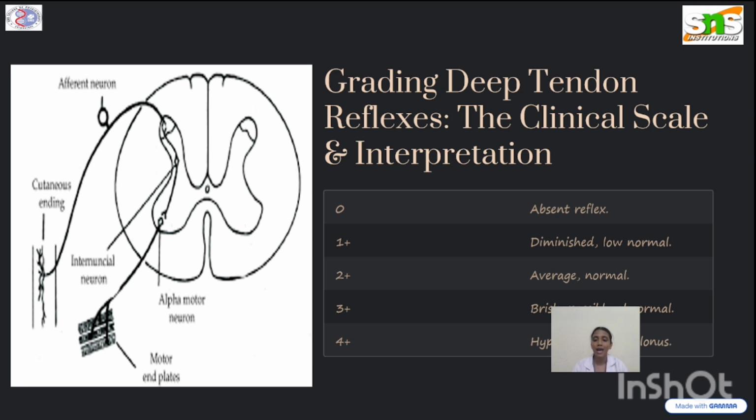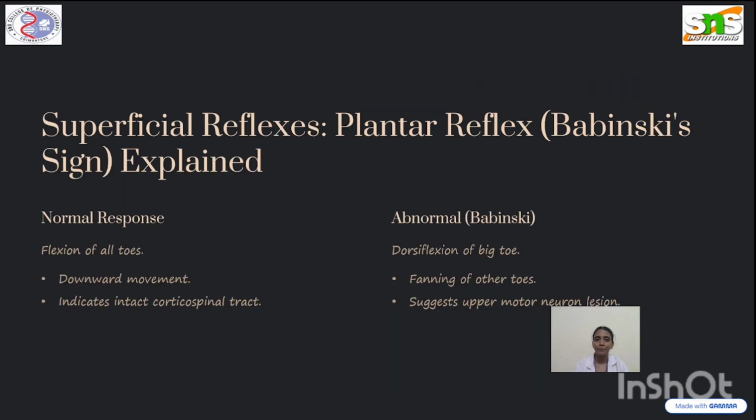Next, 2 plus is an average one, which is considered a normal reflex. 3 plus is brisk, which is above the average, and is possibly considered an abnormal one. Then 4 plus is a hyperactive reflex with clonus. So this is the interpretation system used for deep tendon reflex grading.